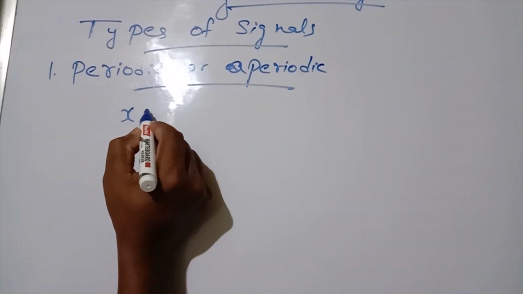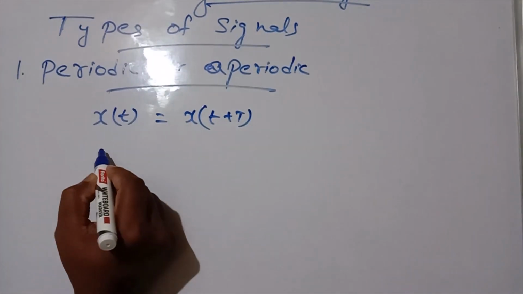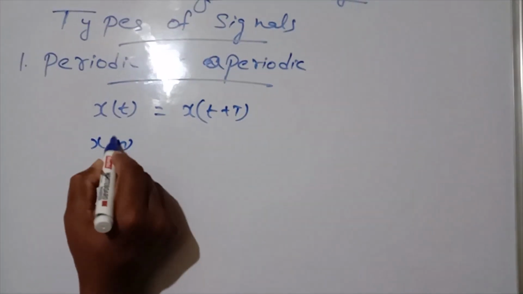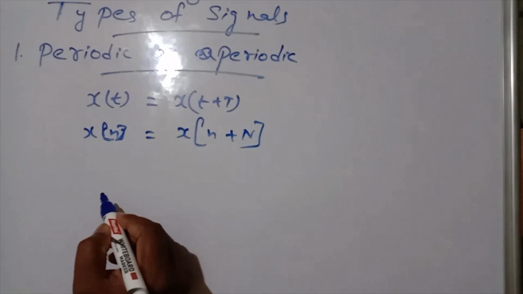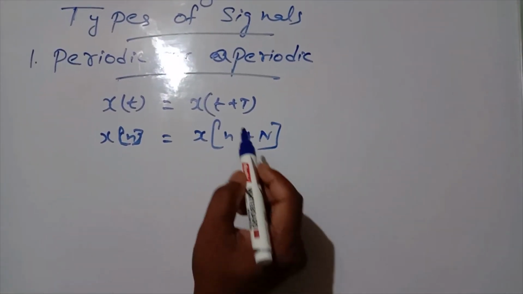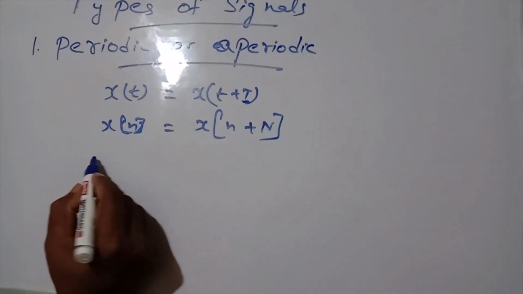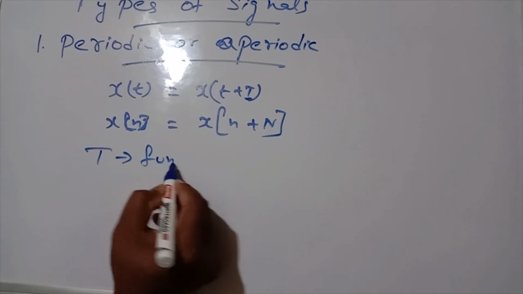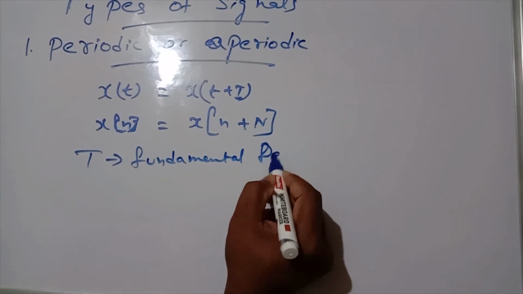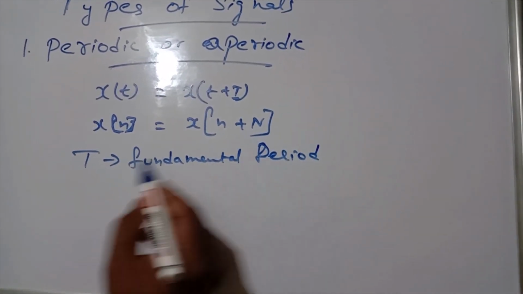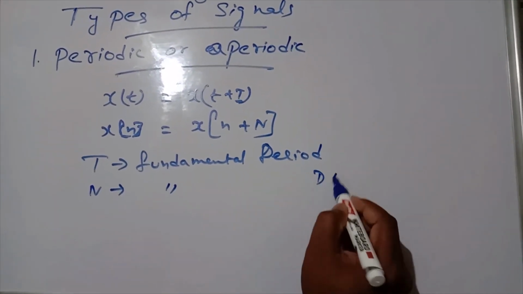Here we have two conditions: x of t is equal to x of t plus T for a continuous time signal, and x of n is equal to x of n plus capital N for a discrete time signal. Here the smallest value of T is called the fundamental period of the signal, and the smallest value of N is called the fundamental period of the discrete time signal.